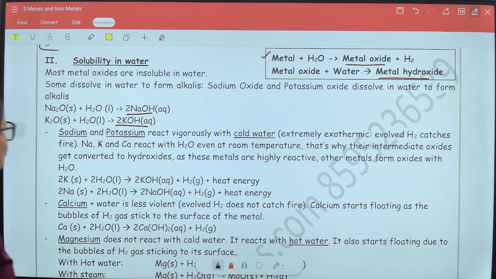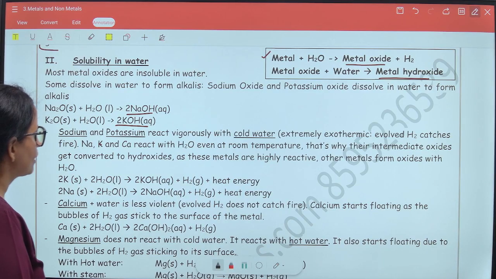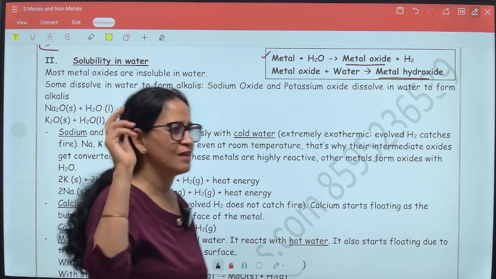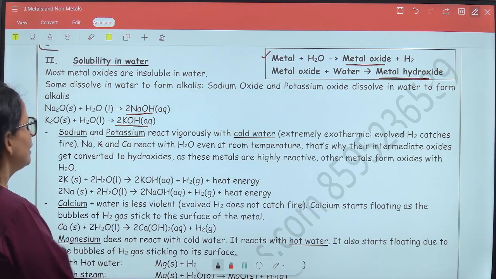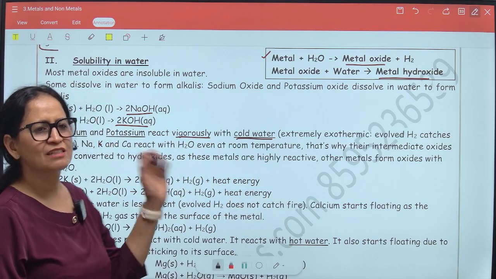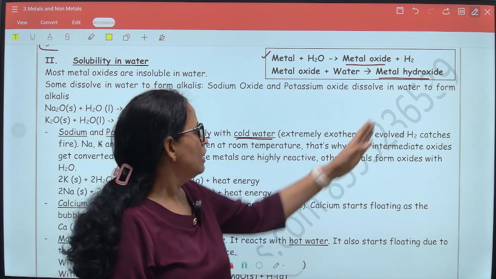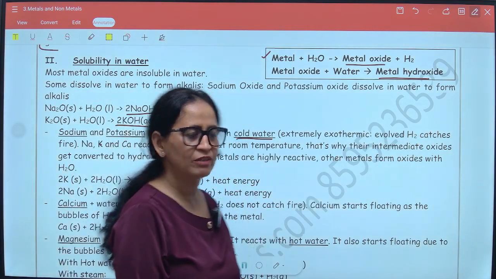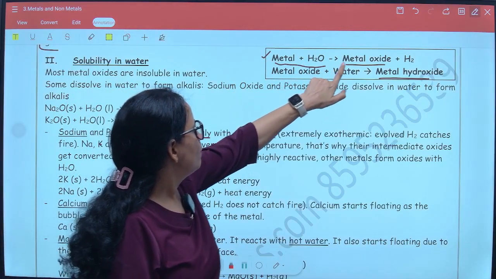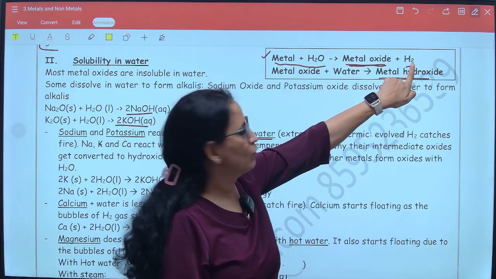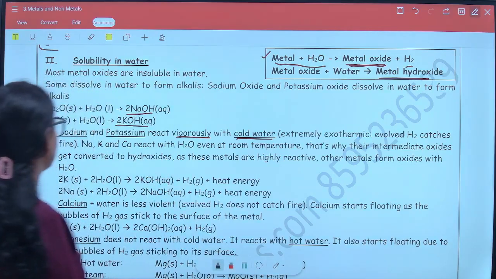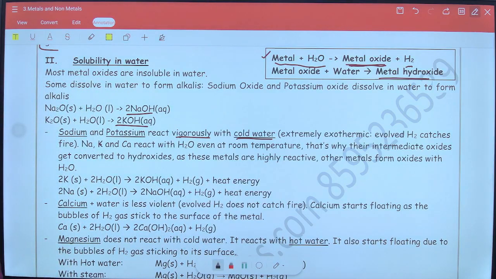So now let's look at the properties of these metals with respect to the reactivity series in your mind. The first two metals, again sodium and potassium, react vigorously even with cold water. It is an extremely exothermic reaction. The H2 gas that is evolved may even catch fire. So the generic statement is metal plus water forms metal oxide and hydrogen gas is released. This hydrogen gas even catches fire because this is a highly exothermic reaction.